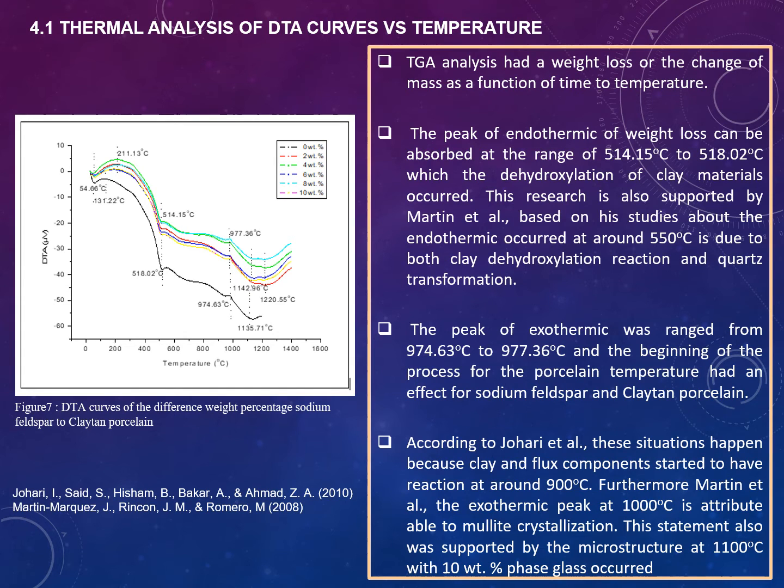Thermal analysis of the DTA curve versus temperature. TGA analysis shows weight loss, or the change of mass, as a function of time or temperature. The endothermic peak of weight loss can be observed in the range of 514.15 degrees to 518.02 degrees, where the dehydroxylation of clay materials occurs.